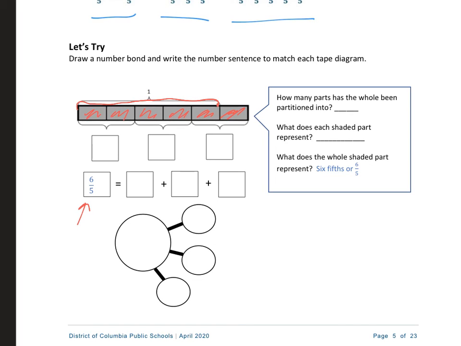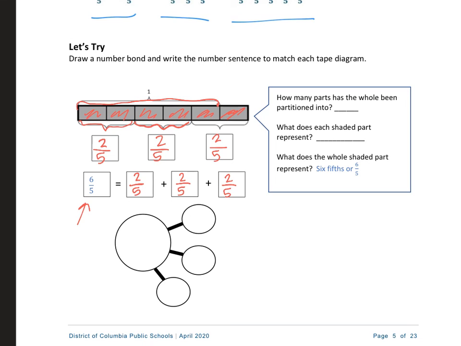So then I have to label each part of the tape diagram. So I want to say, okay, how many did they bracket right here together? They bracketed 2/5 together, okay? And I'm going to do the same thing here. They bracketed another 2/5 together. And then here they bracketed another 2/5 together. And so they decomposed this saying 6/5 is equal to 2/5 plus 2/5 plus 2/5.